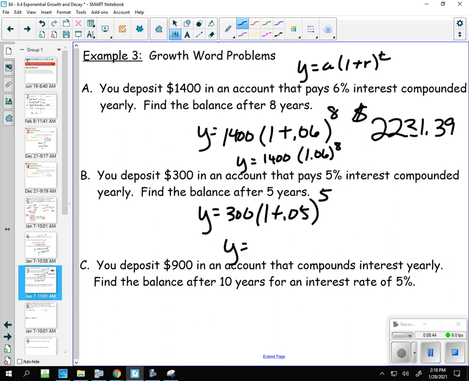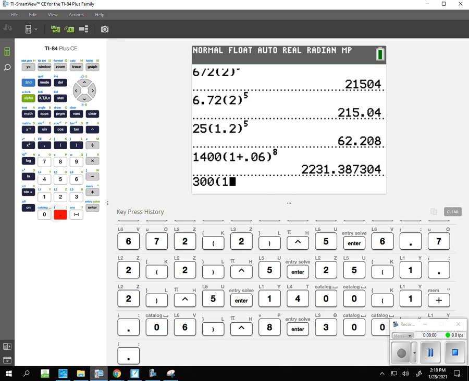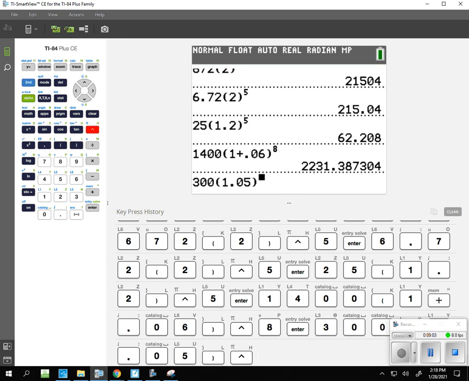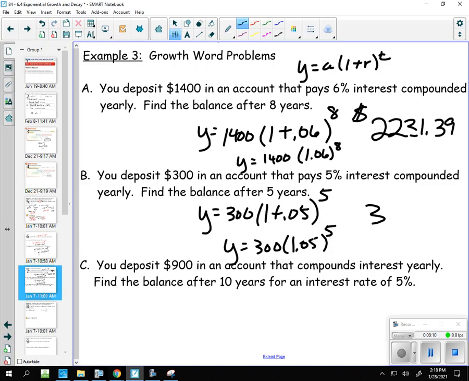So there's the model, and we put 5 in for T, and so now I'm going to pull out a calculator again. 300 times 1.05 raised to the 5th power. 382.88. And the last one, you deposit $900 into an account.